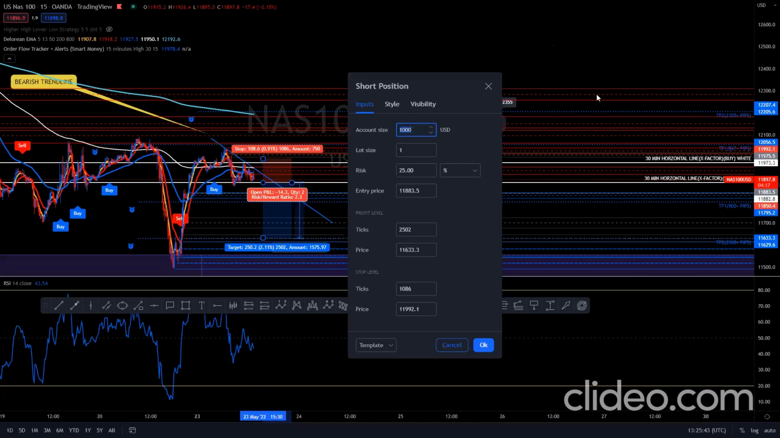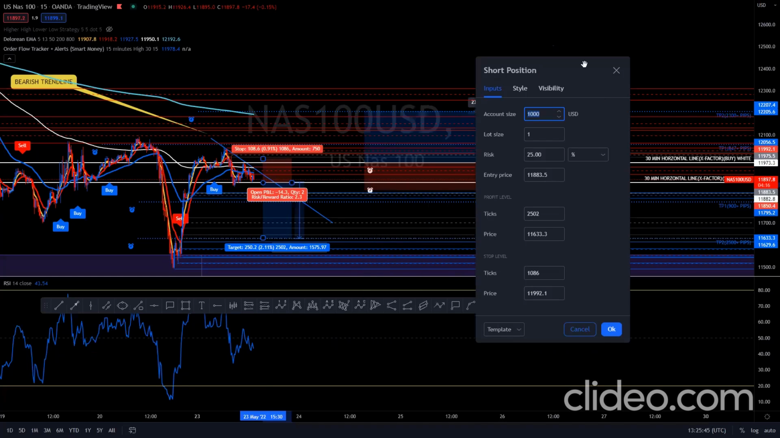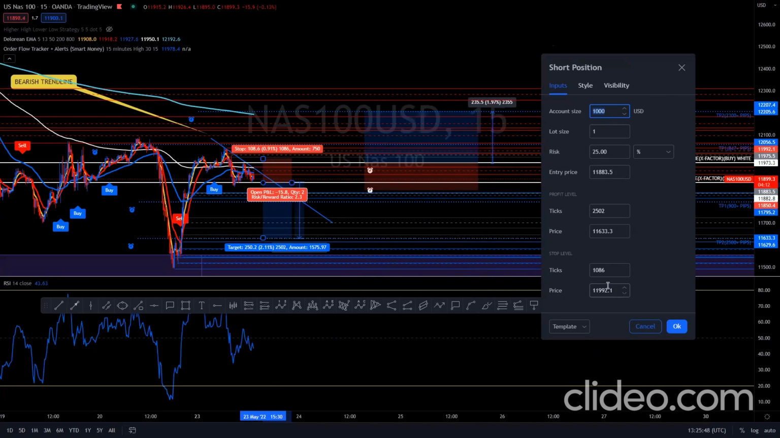She's about to drop. I'm 85% short, so I'm going to go ahead and put on my stop loss and take profit for this. We'll see what happens. So the stop loss is 119,92.1. Take profit is 116,3.3. So now I got that put in here.